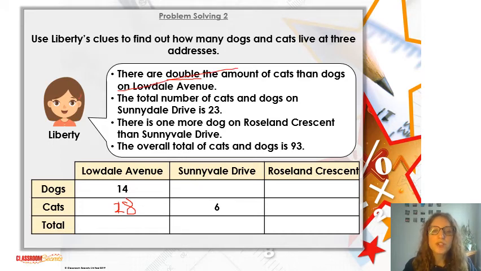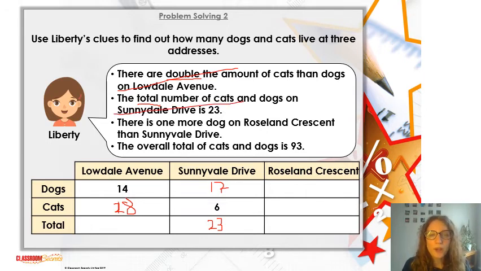So we've managed to do that one, so we can put a line through that so we don't get muddled. The total number of cats and dogs on Sunnydale Drive is 23. So total here. Okay, Sunnydale Drive here. Total is 23. We've already got 6, so we could do 23 take away 6. So put 23 in our heads and we're going to count back 6. Okay, so 23, 22, 21, 20, and we've got 19, 18, 17. Okay, so we can use that to help us. So we've done clue 2, so we can cross that out so we don't get muddled again.